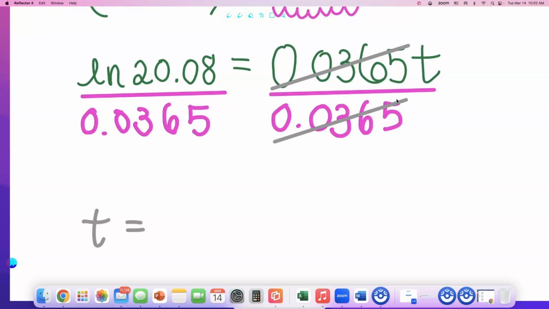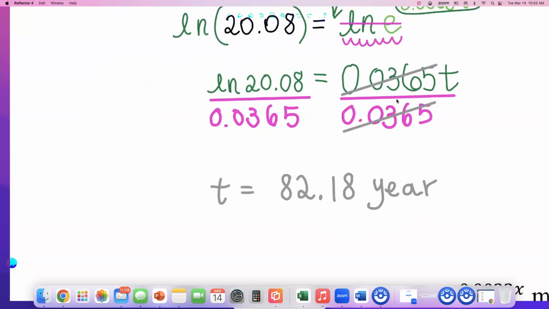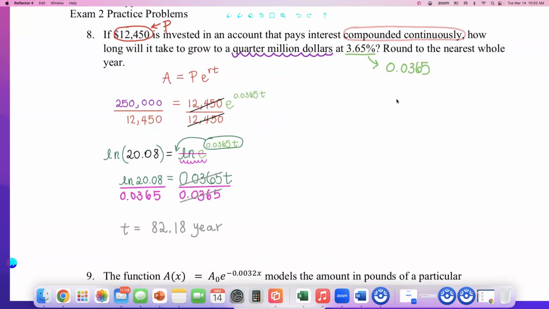Natural log of 20.08, divided by 0.0365, you should get 82.18 years. So if we wait about 82 years and a little more, a few months, then we will have $250,000 in this situation. They said round to a whole year. If we follow the typical rounding rule, then we will round this down to 82 years.